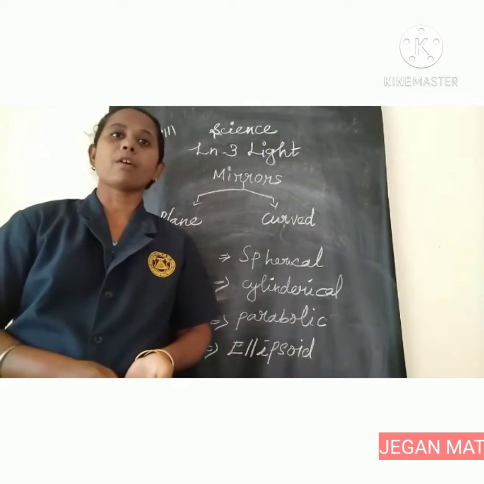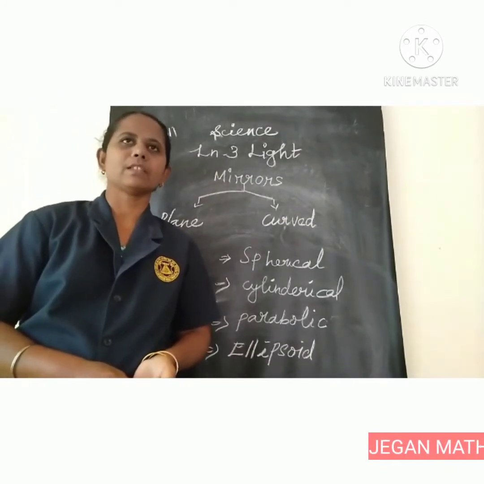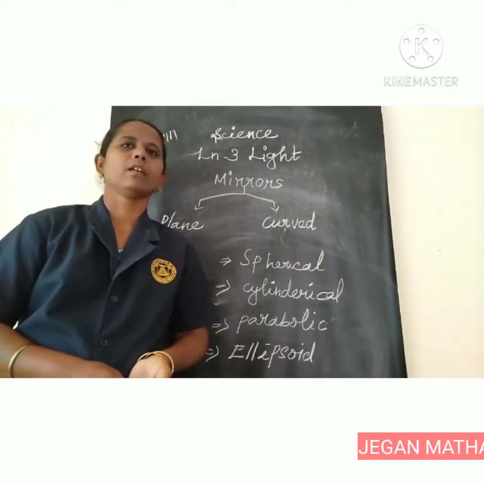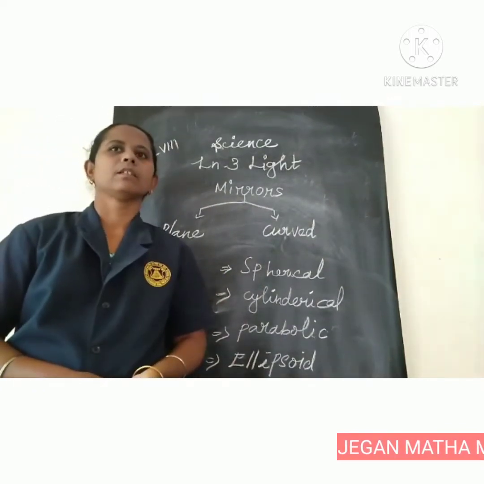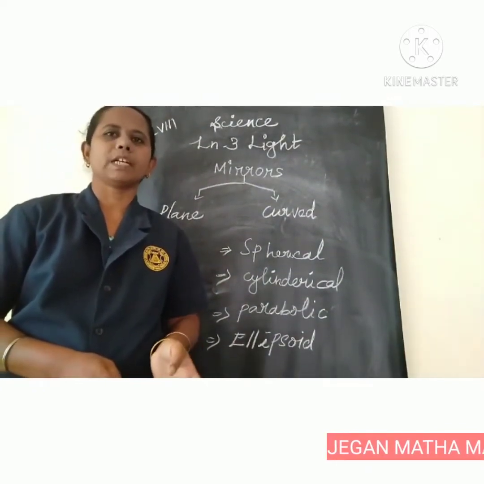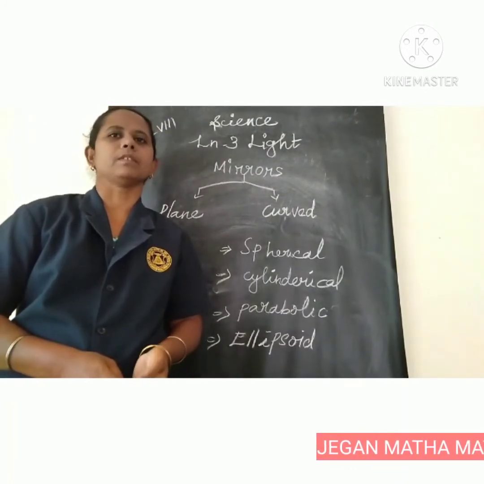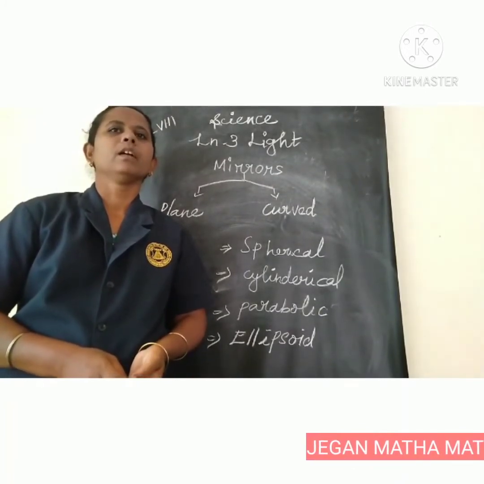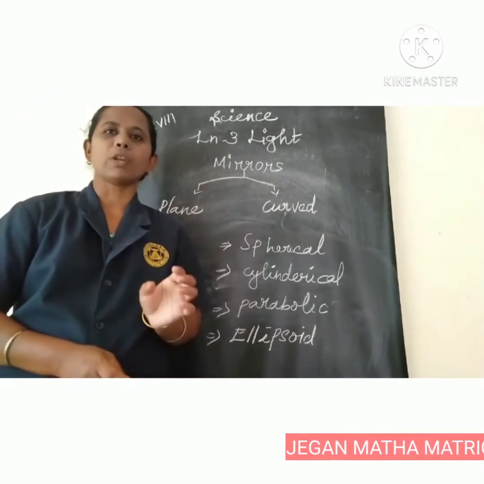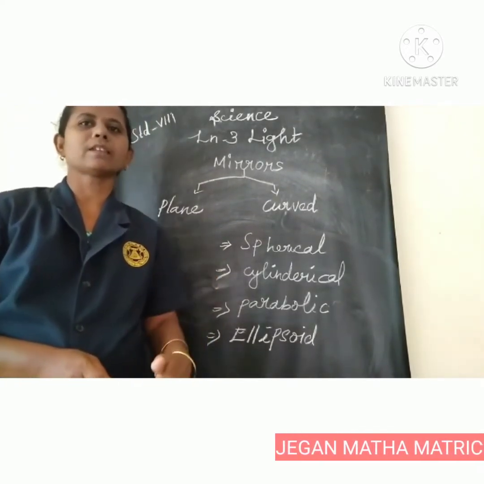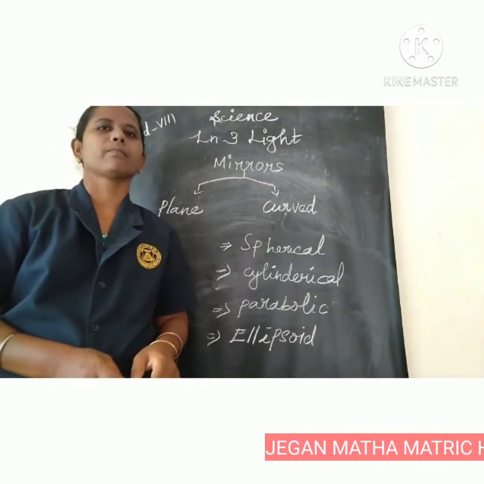Light is a form of energy and it travels in a straight line. In this lesson we have studied about mirrors. We use mirrors in our daily life for various purposes. The mirror is an optical device with a polished surface that reflects the light falling on it.